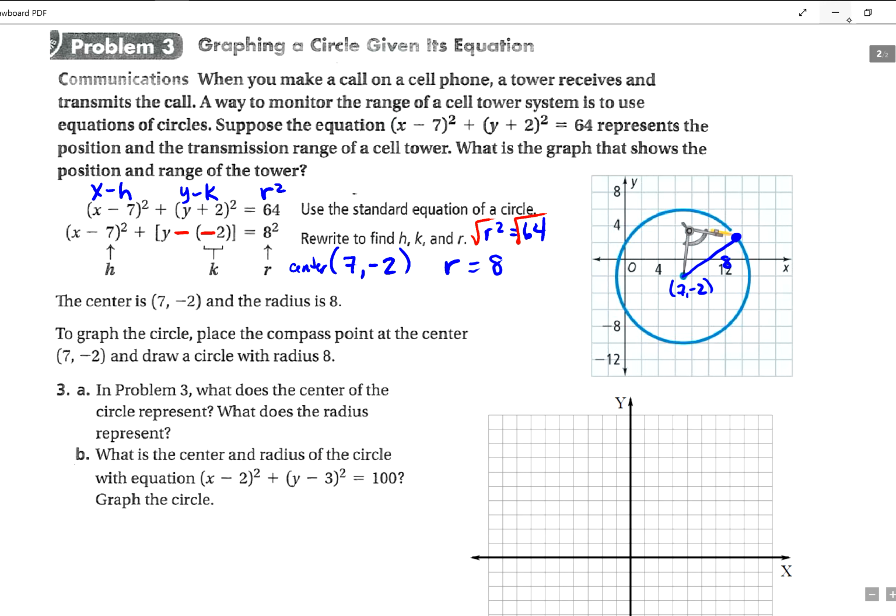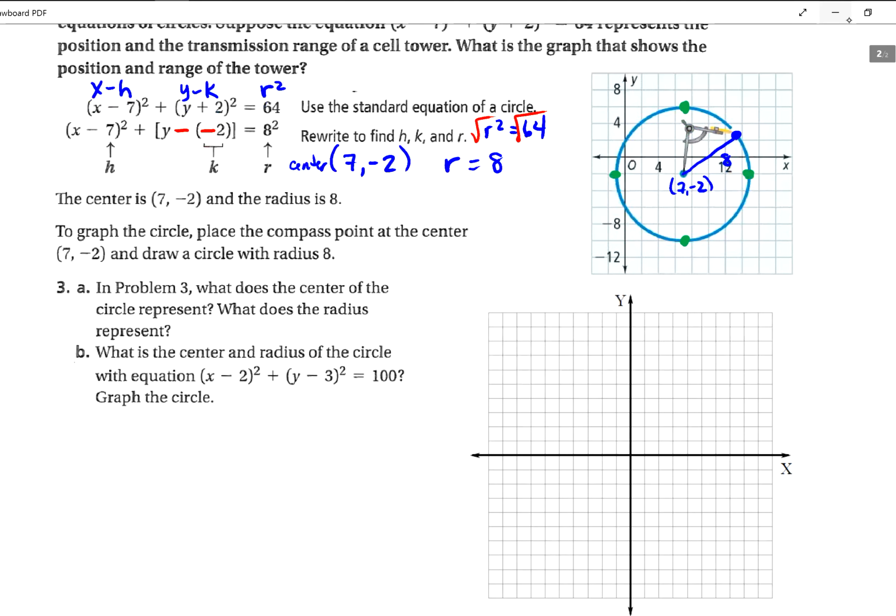Or we could just go from our center, if we don't have a compass, and count out 8 units in this direction, 8 units in this direction, 8 units in this direction, 8 units in this direction, and neatly and carefully freehand a circle around. All right, pause the video and do the last example here.